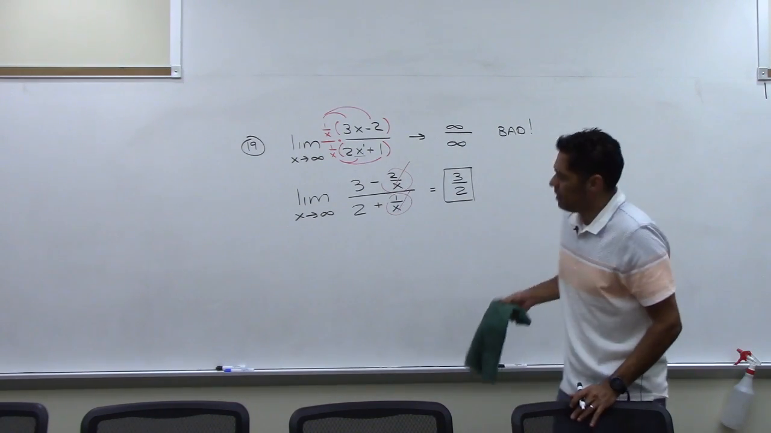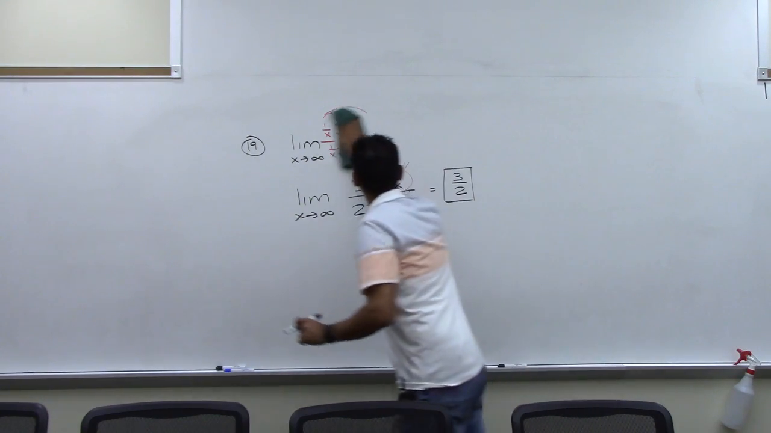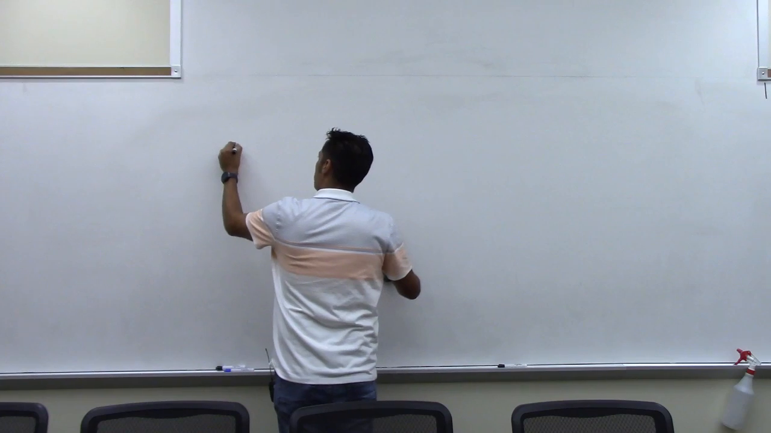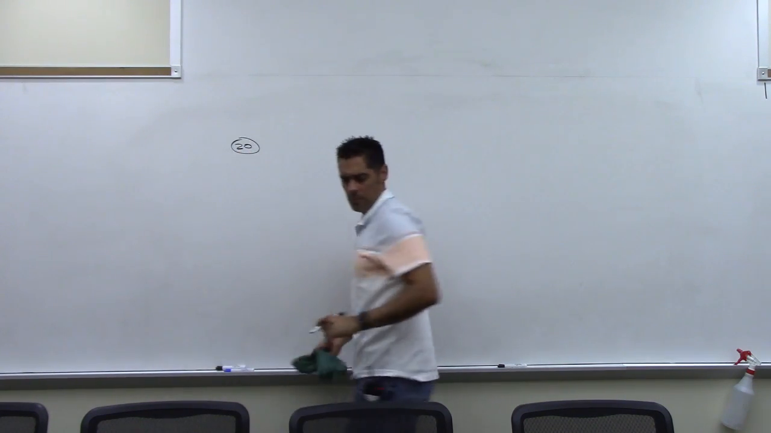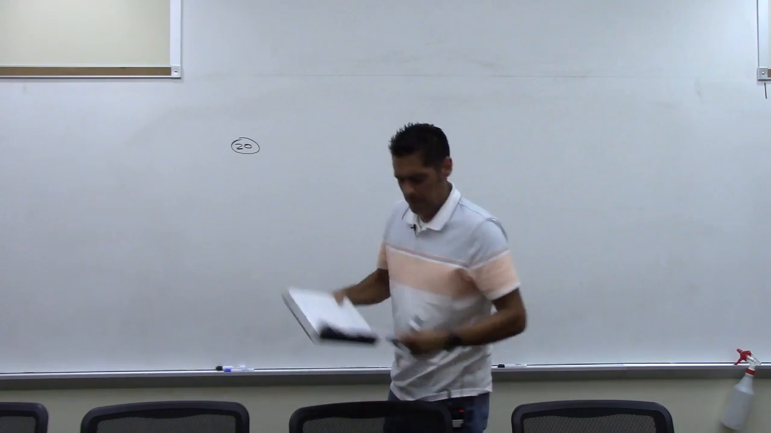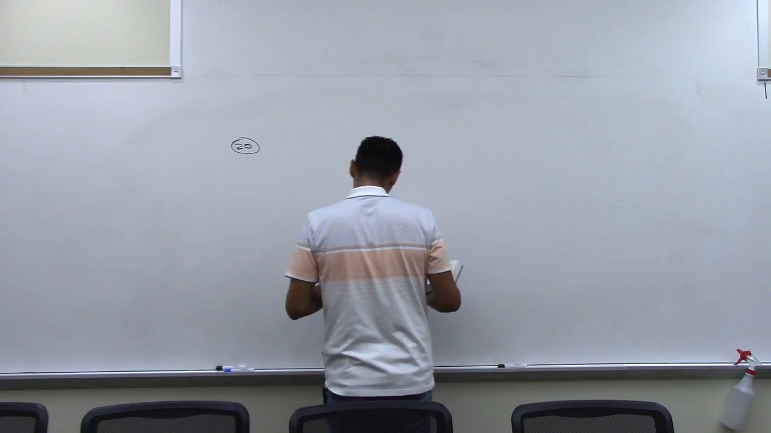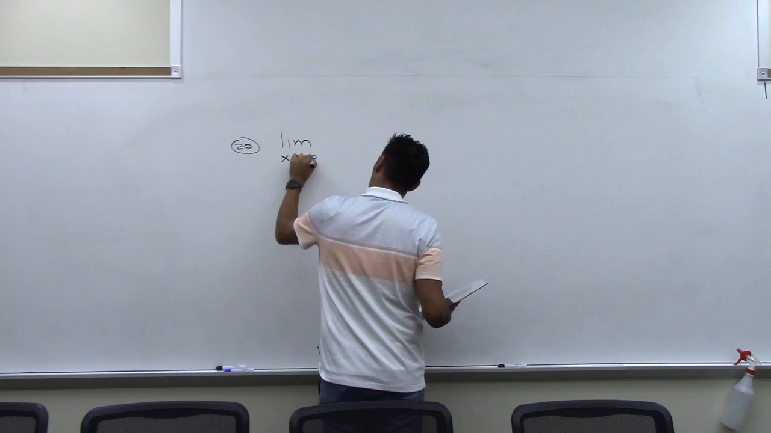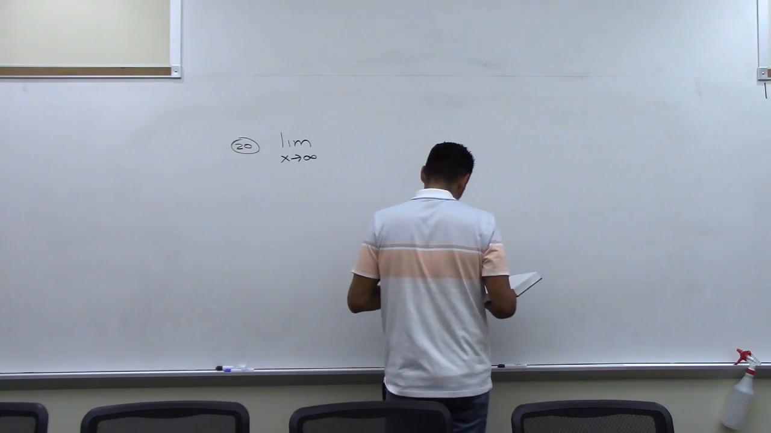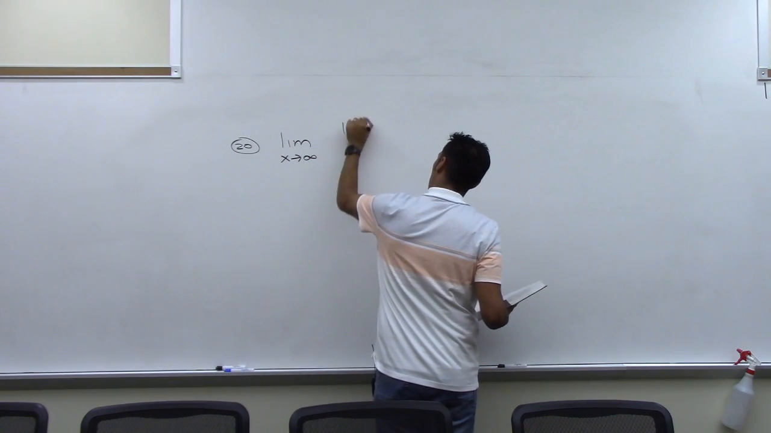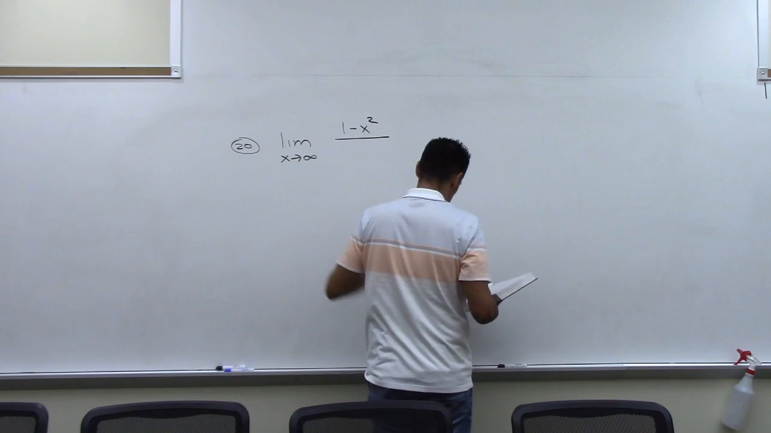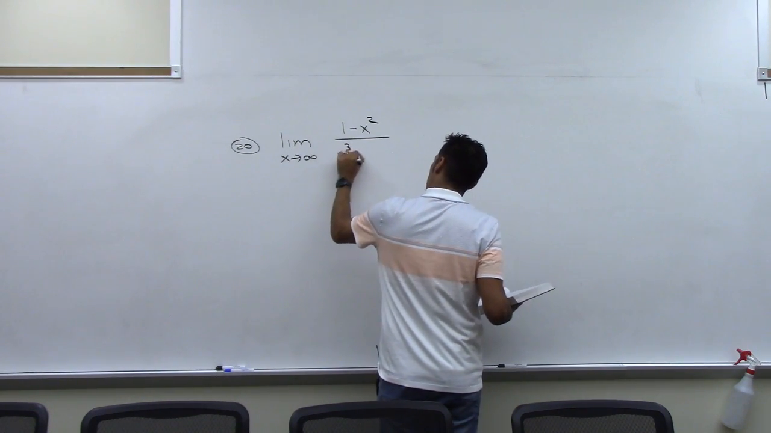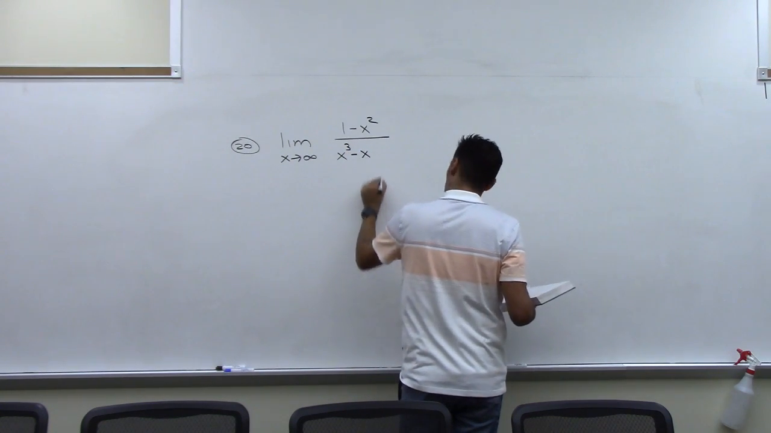All right, let's look at 20. Limit as x goes to infinity of (1 minus x squared) over (x cubed minus x plus 1).